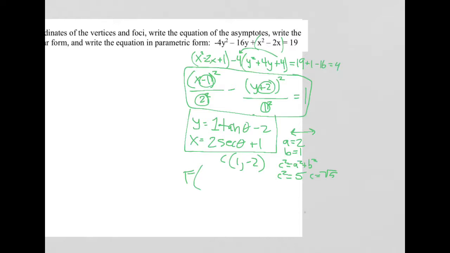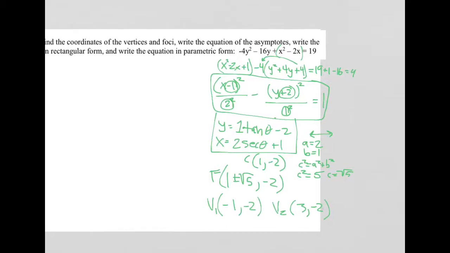Look at how that connects to the parametric form. So it's going to be the changing x value. It's going to be that 1 plus or minus my c value, the square root of 5, comma, keep the y value the same. Vertices, it's going to be the same thing. From that center, I need to go a to the left, so 1 minus 2 is negative 1, negative 2 gives me my first vertex. My second vertex is going to be the x value of the center, which is 1, plus my a value, which is 2. So I get 3 comma negative 2.